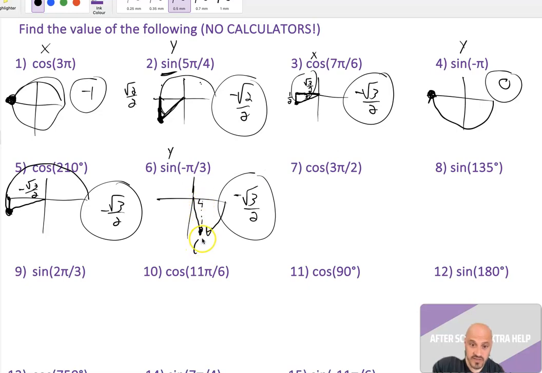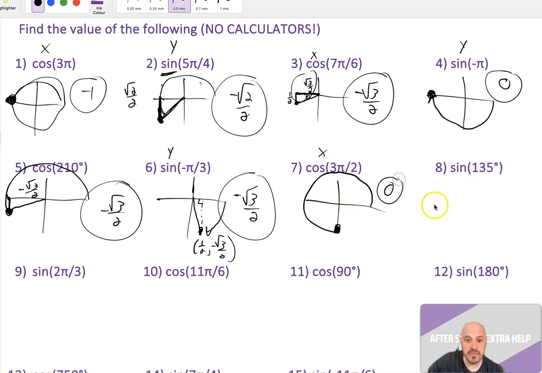If I were to write this out, I'd be at positive 1/2, comma, negative root 3 over 2. And this is the one we want because it's my sine value. All right, how about 3 pi over 2? I have 1/2 a pi, a whole pi, 3 pi over 2. I'm at the cosine value. What is the x value there? That's just 0. Easy one.